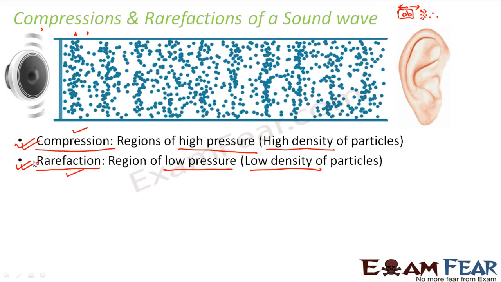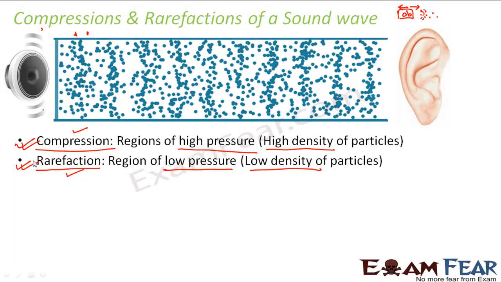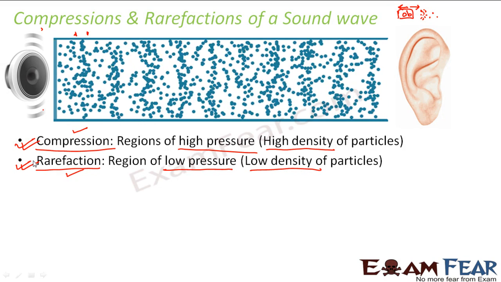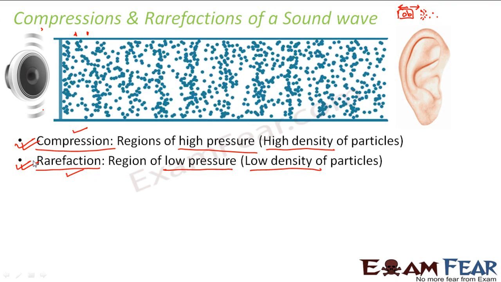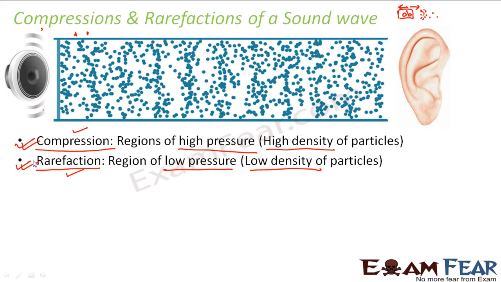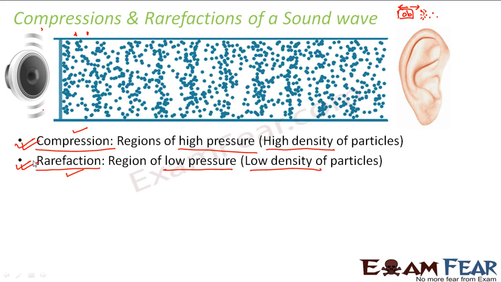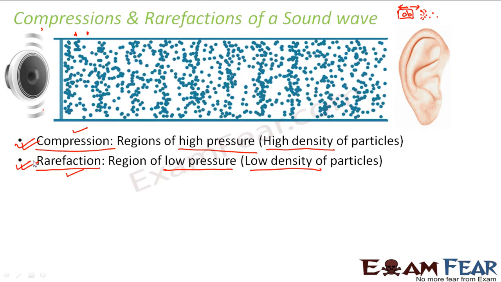As a result, the neighboring particle comes closer, so the density of particles increases. So at that time it has more pressure, so it is high pressure, high density, and that is called compression. Similarly, when the object moves backward, there is less pressure on the neighboring particle. As a result, the neighboring particles can move away from each other, so a region of low pressure is created, and that is known as rarefaction.